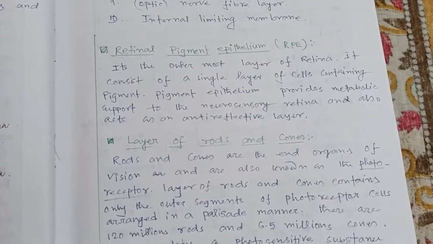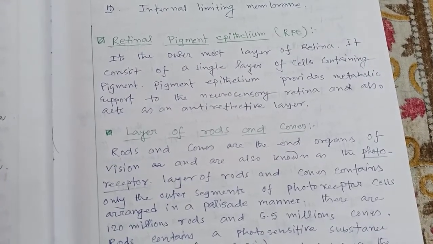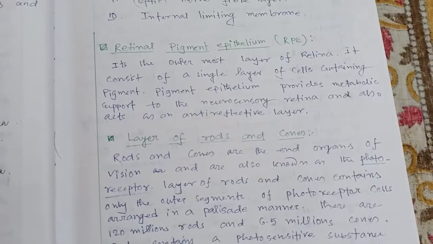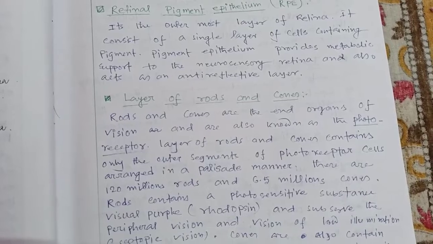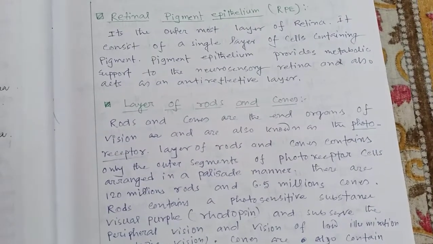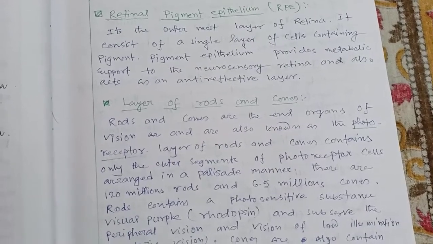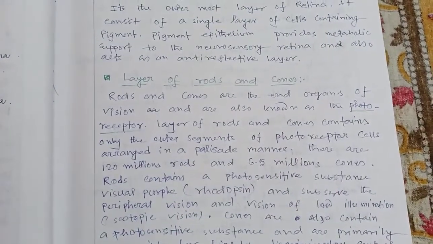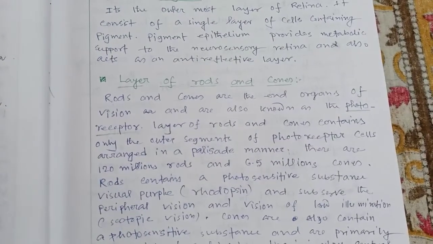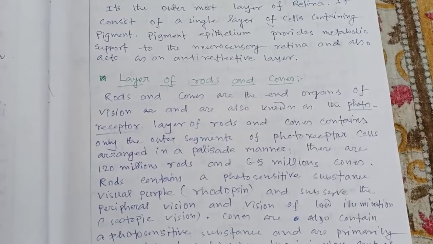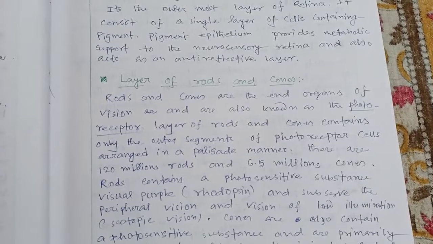Rods and cones are the end organs of vision and are also known as the photoreceptors. Okay, layers of rod and cones contain only the outer segment and post photoreceptor cells arranged in a palisade manner. Okay, there are 120 million rods and 6.5 million cones. Rods contain a photosensitive substance, visual purple.